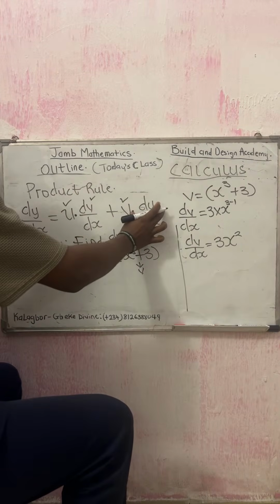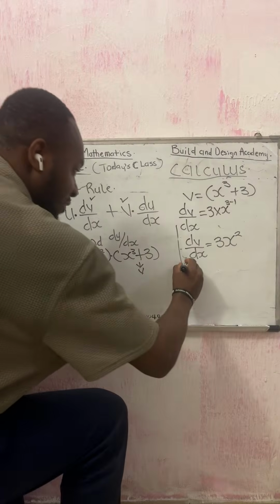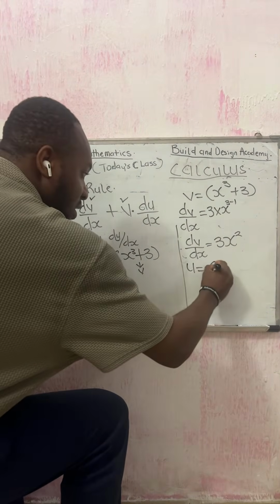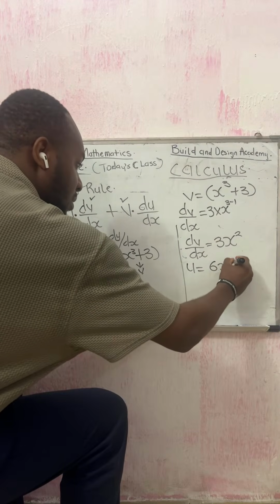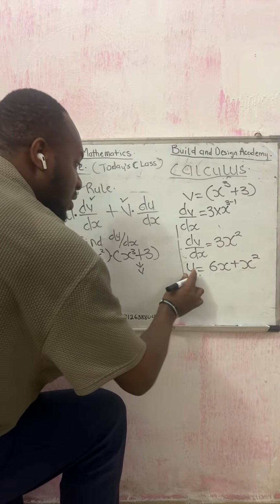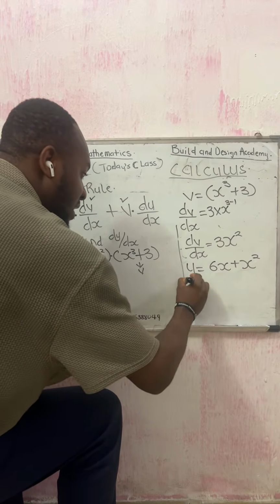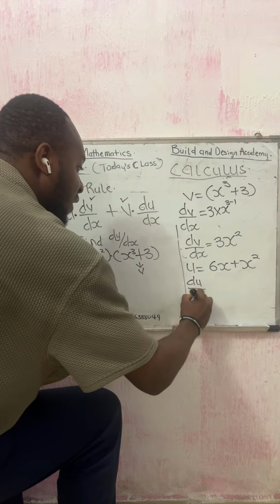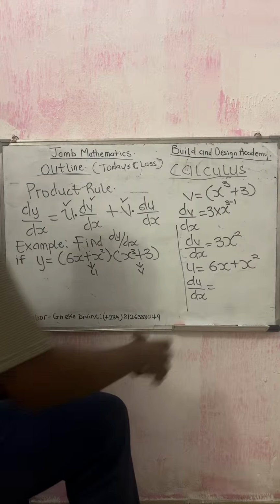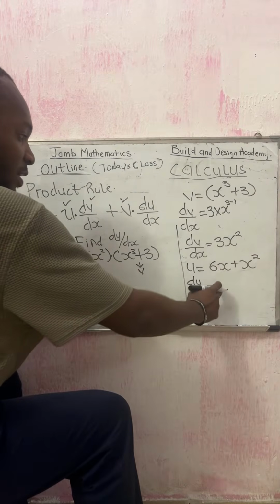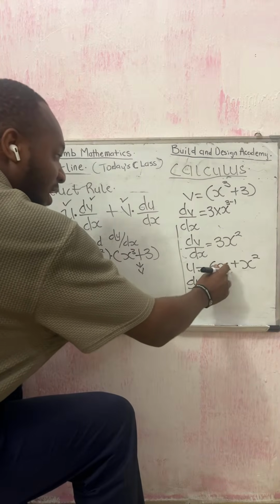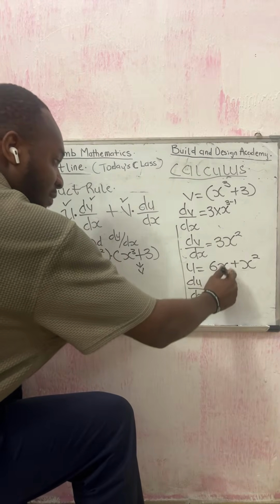So now what we are looking for will be du over dx. Now we say that u should be equal to everything in this bracket, which is 6x plus x squared. Therefore, if we differentiate u with respect to x, we will have that du over dx will be equal to, now the power here is 1, x raised to power 1. So 1 times 6x will give us 6x.